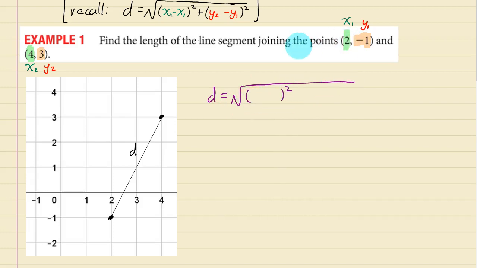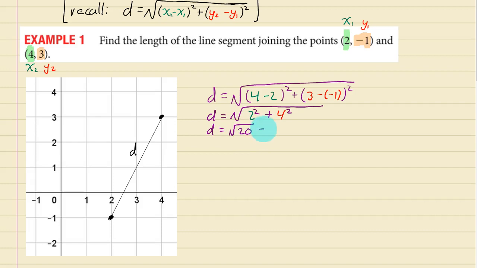So to use the distance formula, we're going to get the square root of the sum of the squares. First, the x2 minus x1 would be 4 minus 2, plus the square of the y2 minus y1, which would be 3 minus -1. And that gives you the square root of 2 squared plus 4 squared. And that is going to come out to be 4 plus 16 is 20. So we've got the square root of 20.